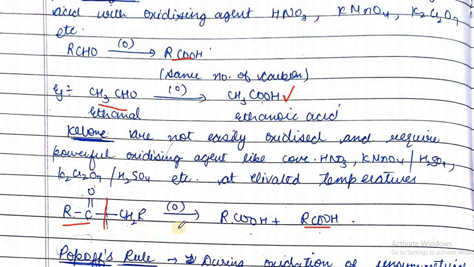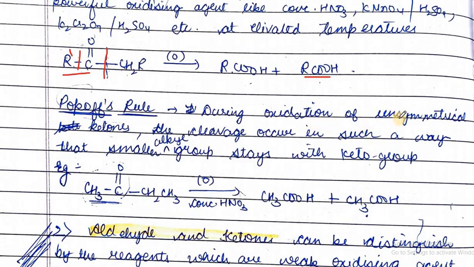Now if it is unsymmetrical, suppose this group is different and this group is different, then the carbonyl group will go with which alkyl group? This is based upon one rule, that is Popoff's rule. In this, breakage of this bond can take place, and of this bond can also take place. So the question is, which will break? It is according to Popoff's rule.